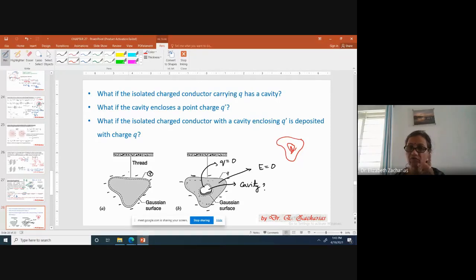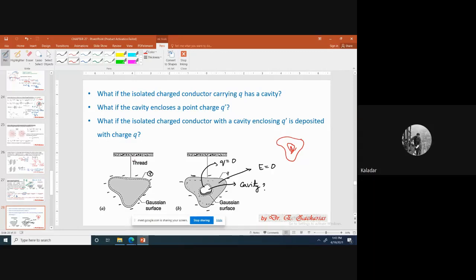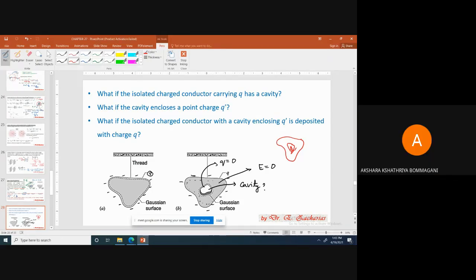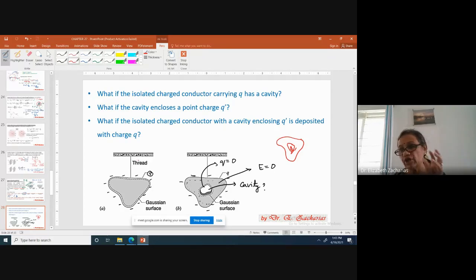Let us see. What is the condition for equilibrium? Electric field should be zero in the body of the conductor. So which is the body of the conductor? This entire thing is the body of the conductor. Electric field has to become zero. How will it become zero? This will become zero if there is a charge minus Q prime.